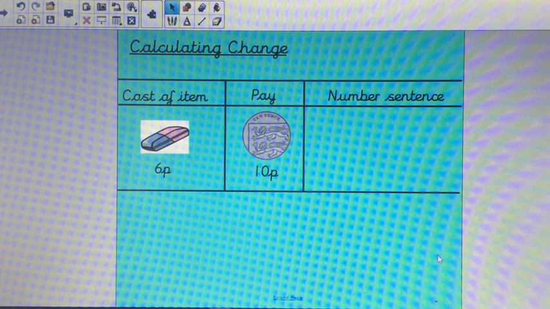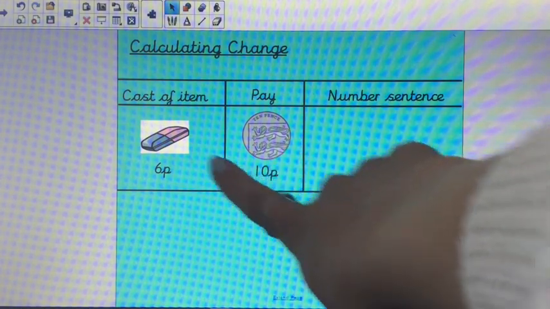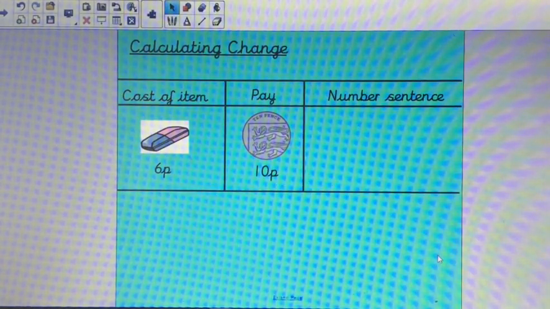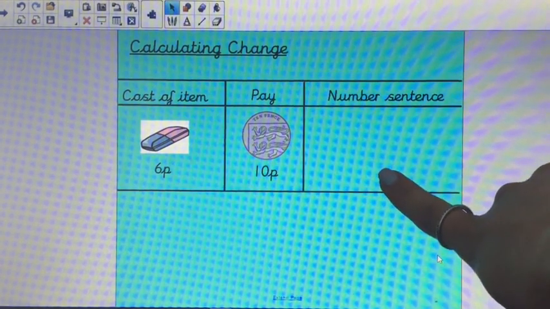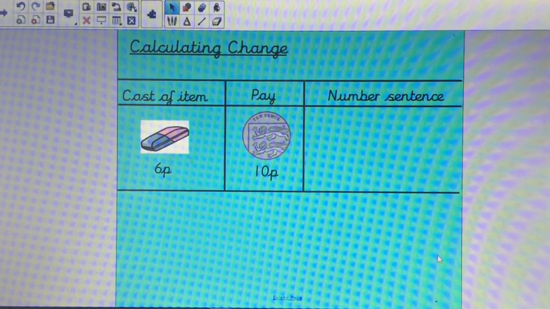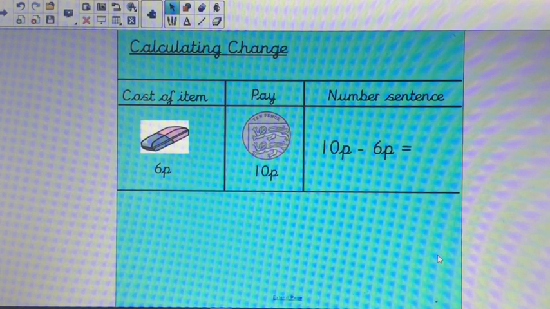So this time I'm buying a rubber and the cost of that rubber is 6p. And this time I'm paying using a 10p coin. So I'm paying 10p, but the item only costs 6p. So I'm owed some change because I'm paying more than the item is worth. So think back to the example we went through just now. Can you think what the number sentence is going to be? My number sentence is going to look like this. 10p take away 6p. So well done if you recognise that that's what the number sentence is going to be.